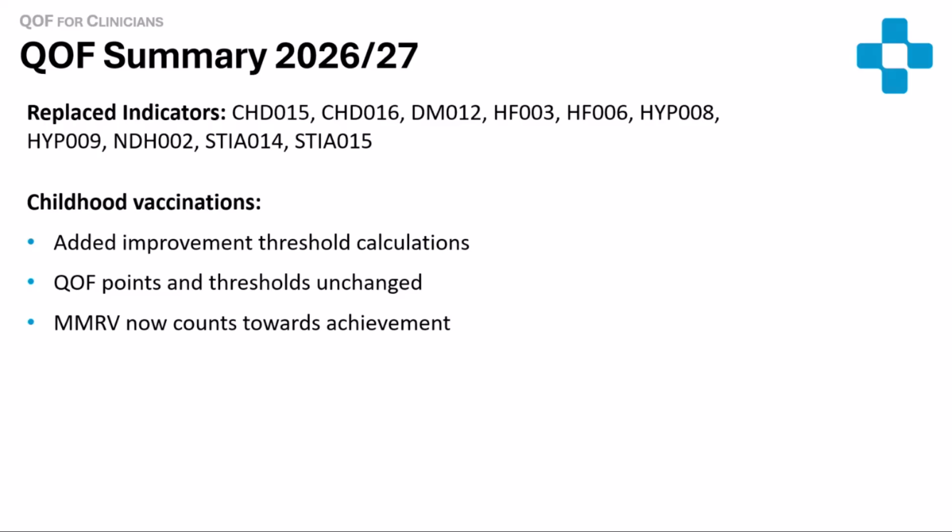And then finally, childhood vaccinations. So for these ones, you'll notice that the QOF points and the thresholds haven't changed, but the things that are different is that it now has added improvement threshold calculations, which basically just incentivizes practices to do a little bit better with their childhood immunizations. And if you're able to do that, there'll be an additional payment available for that. And they've now included MMRV to count towards your achievement. So that is a very quick summary of all of your QOF.